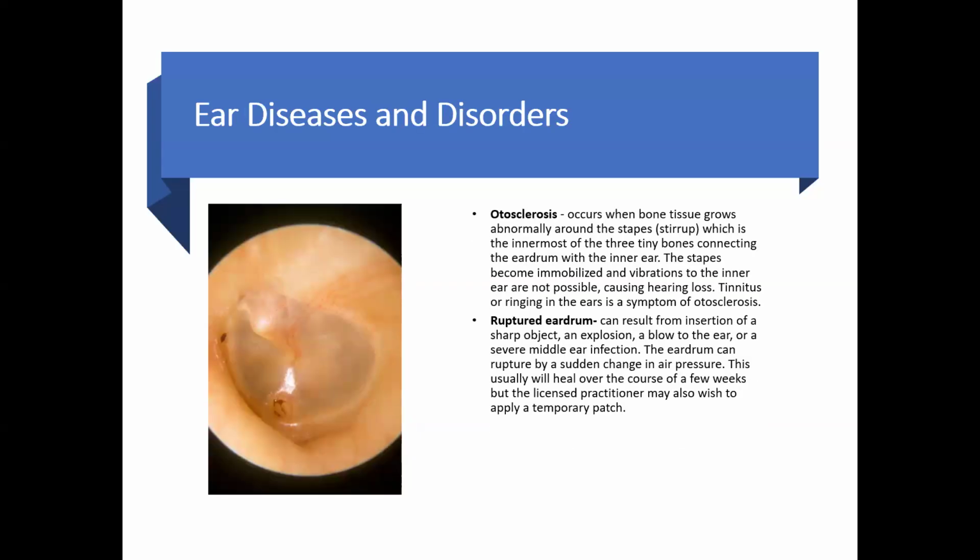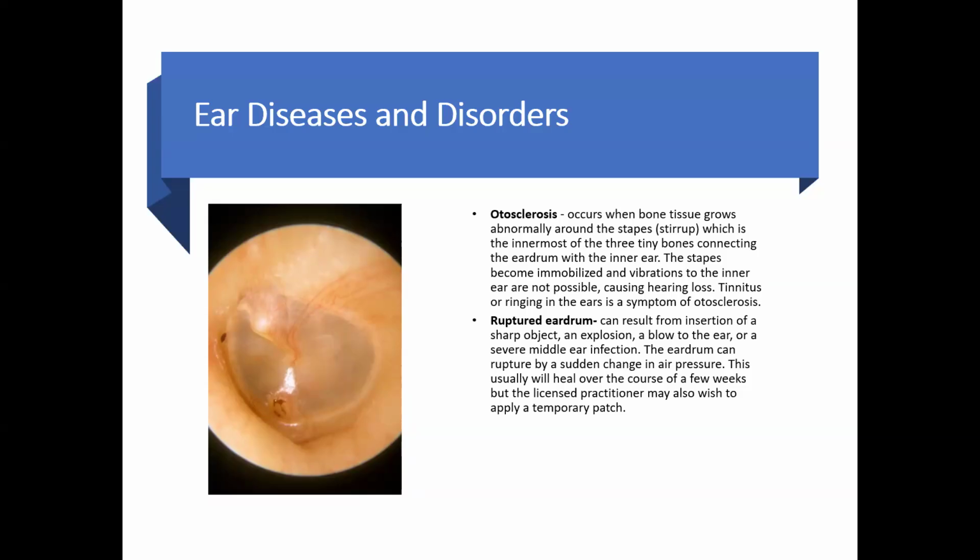Otosclerosis occurs when the bone tissue grows abnormally around the stapes or the stirrup, which is the innermost of the three tiny bones connecting to the eardrum. The stapes becomes immobilized and vibrations to the inner ear are not possible, so this causes hearing loss. Tinnitus is ringing in the ears, and that is a symptom of otosclerosis.